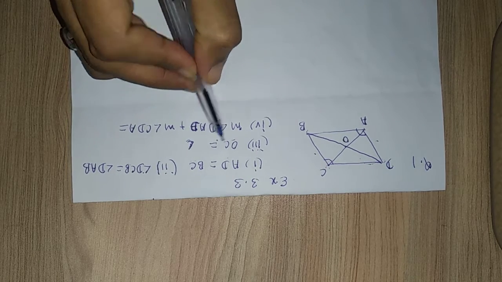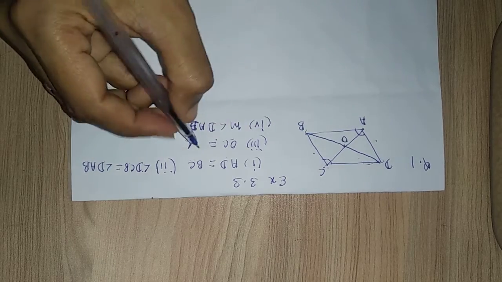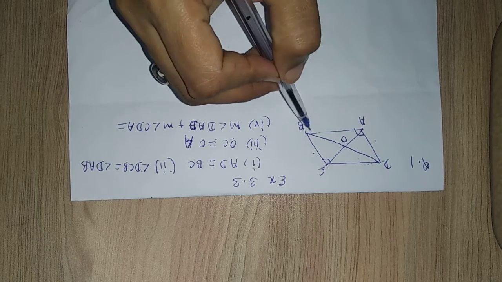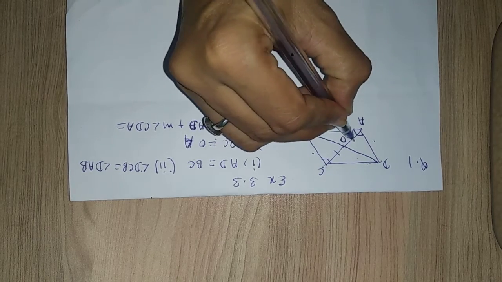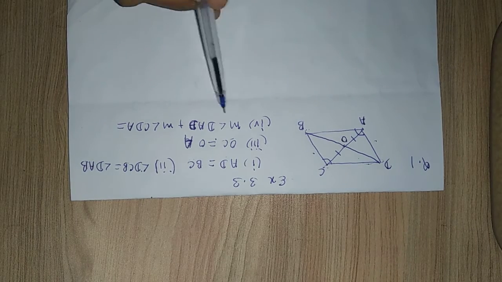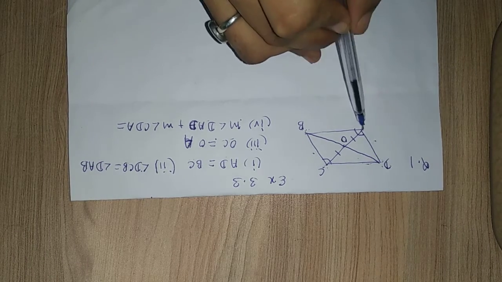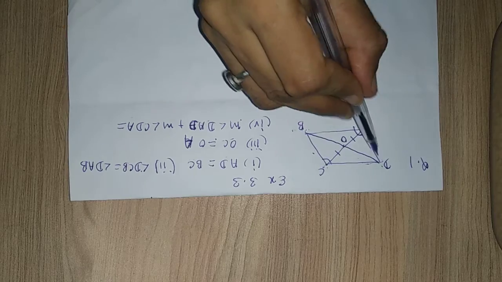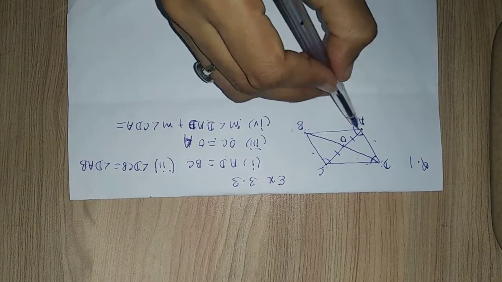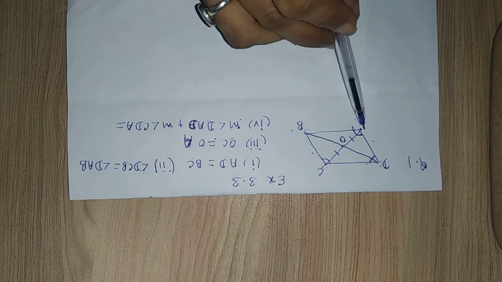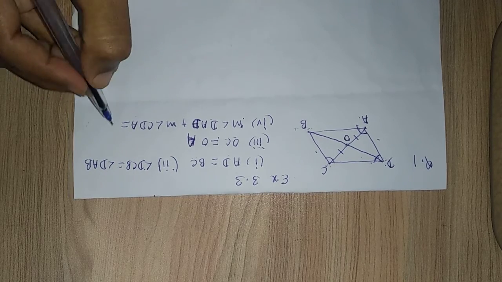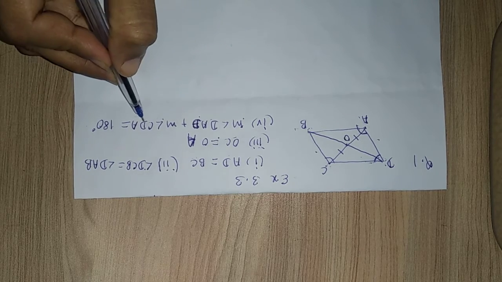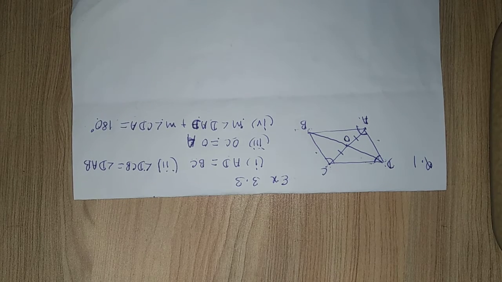Third part, OC is equal to OA, because in a parallelogram diagonals bisect each other. Fourth part, measure of angle DAB. Angle DAB means this angle. Angle CDA means this angle. These are co-interior angles. So in a parallelogram, the sum of two co-interior angles is 180 degrees. So measure of angle DAB plus measure of angle CDA is equal to 180 degrees.